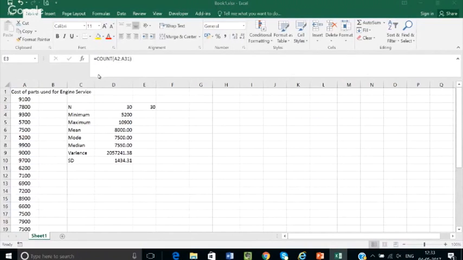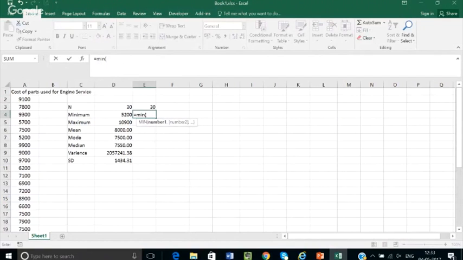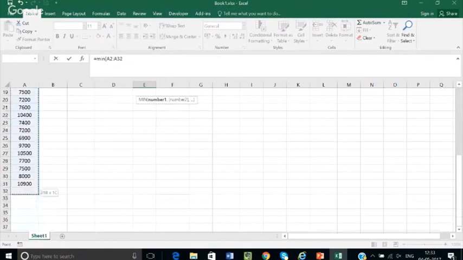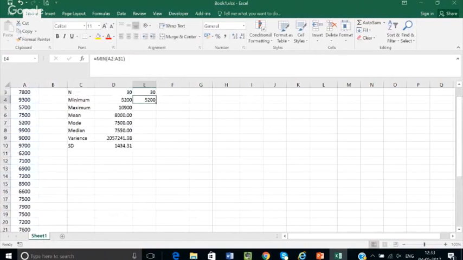Next, we have to calculate the minimum, maximum, mean, and median. The basic condition for inserting a formula is to first press the equal sign. We find the minimum of the data series. After the equal sign, type min, then the bracket, and select the range. Okay, the minimum we got is 5,200.